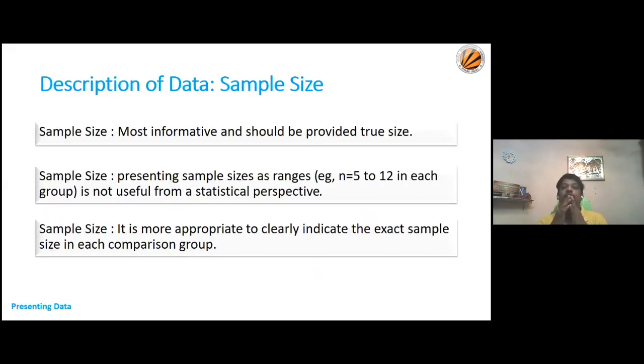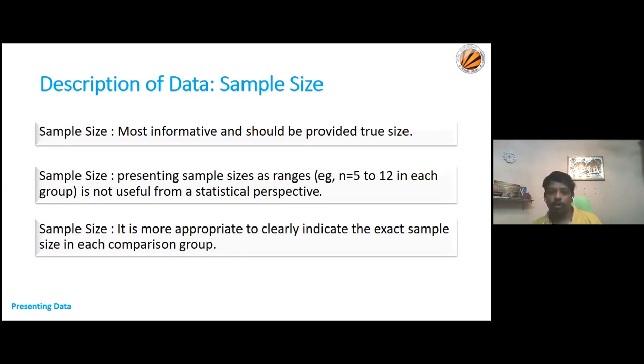You should take an appropriate method in which you can present your data. First, when you present your data, your sample size should be the true size of your sample. When you have two groups, a control group and an experimental group, you should have the true sample size of each group, right? That's very, very important. You should describe your sample size.